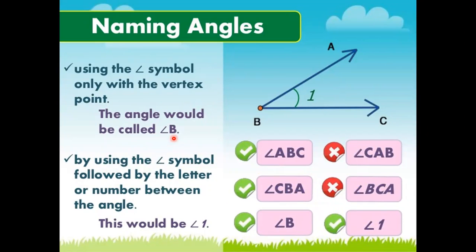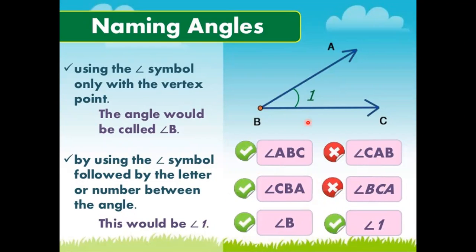ठीक है, we call this angle B by using angle sign or angle symbol followed by the letters or number between the angles. ठीक है, let's suppose here is a 1 degree angle. ठीक है, आपके पास ये 1 का एंगल है, so you have to write angle 1. ठीक है, you can see here is the best example for you people. If you understand this, तो आपके पास बहुत easy हो जाएगा, आपको बहुत अच्छे से समझ आ जाएगी कि how you can name the angles or how you can measure the angles.